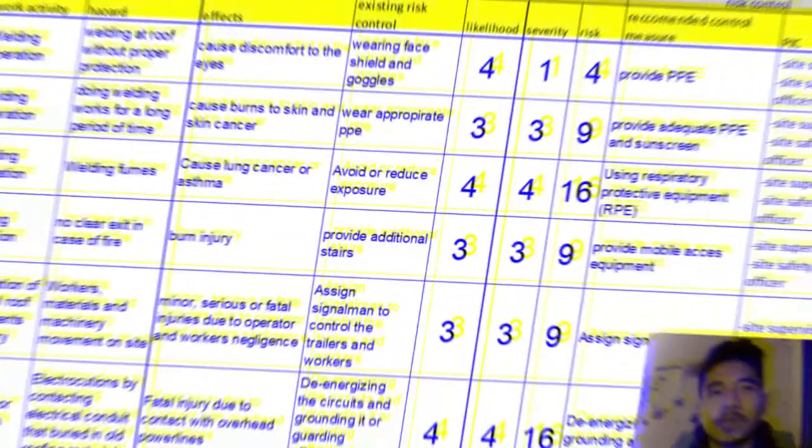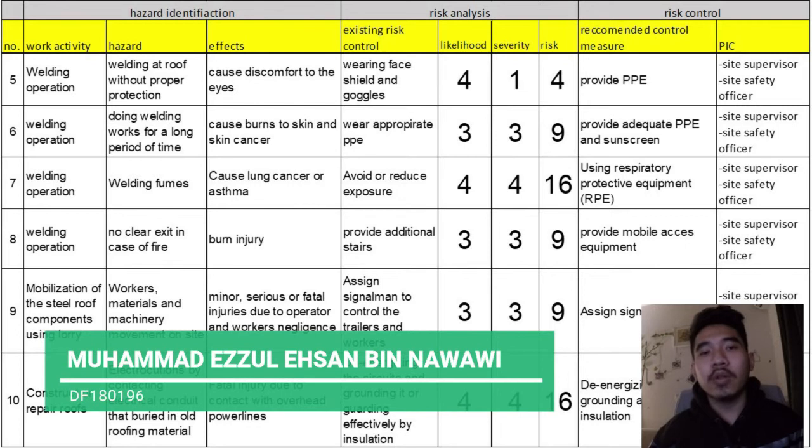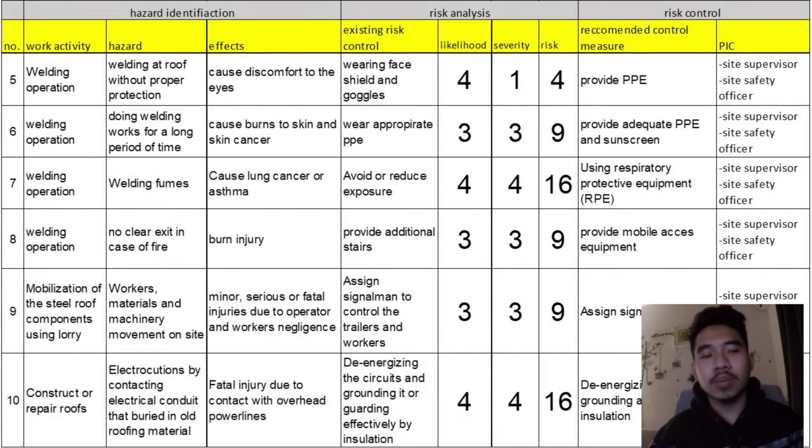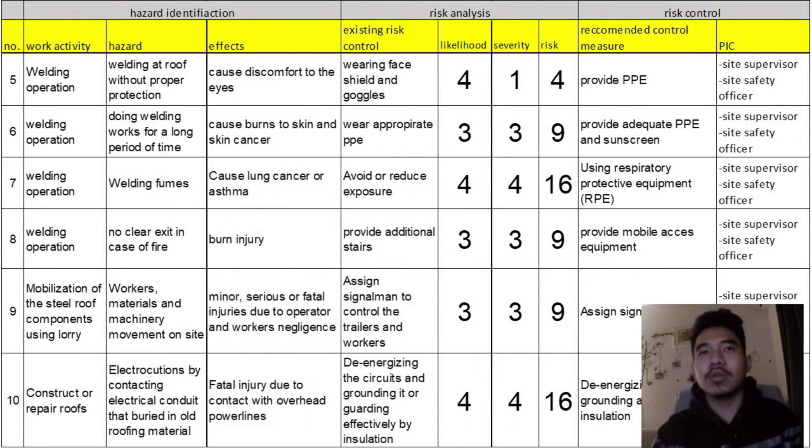The next one is also related to welding operation, which is doing welding works for a long period of time. Welding can take a long time to be done. This prolonged welding will cause burns to the skin and might also cause skin cancer from the ultraviolet radiation. For the existing risk control, we must wear appropriate PPE, maybe overalls to cover the whole body, especially the arm area, and also wear a face shield on the face.